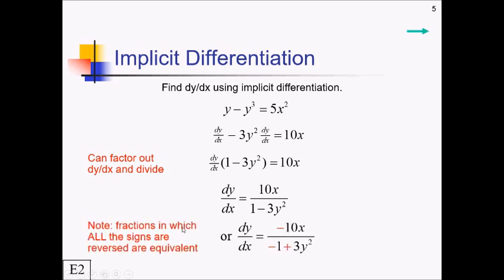It turns out that fractions in which all the signs are reversed are equivalent, because if you think about it, you could just multiply the numerator and denominator by a negative 1 and get an equivalent fraction. So this is helpful to keep in mind if you're doing a multiple choice question and you see an answer choice with all opposite signs of what you have, you should probably pick that choice.